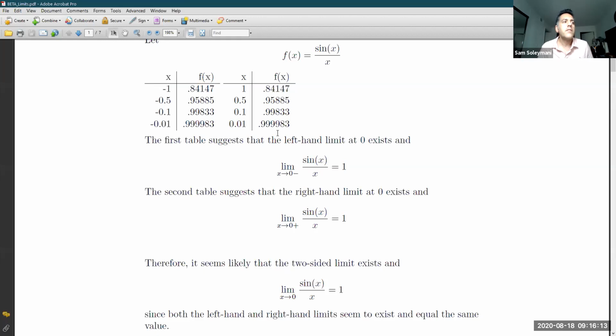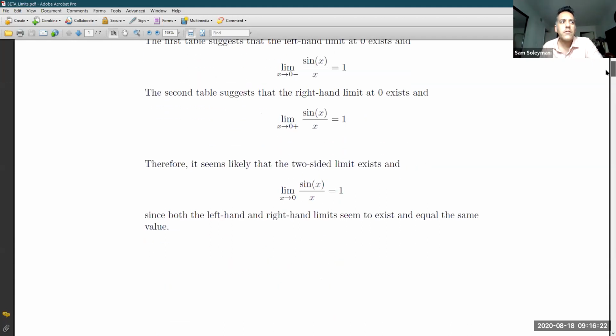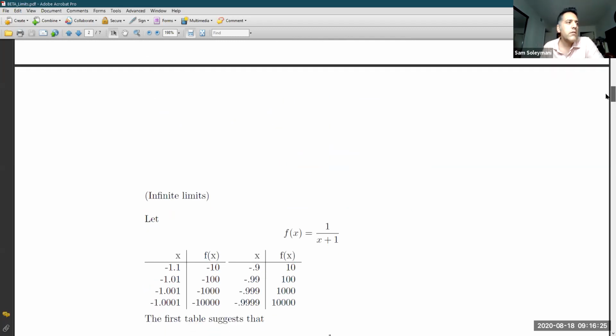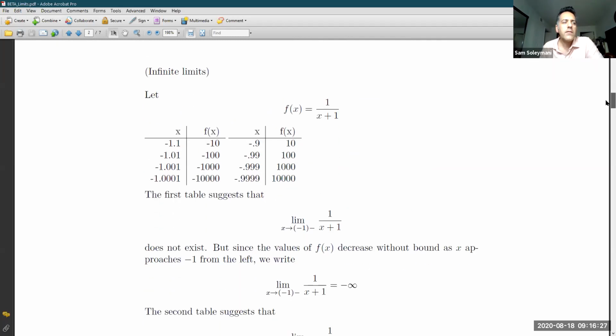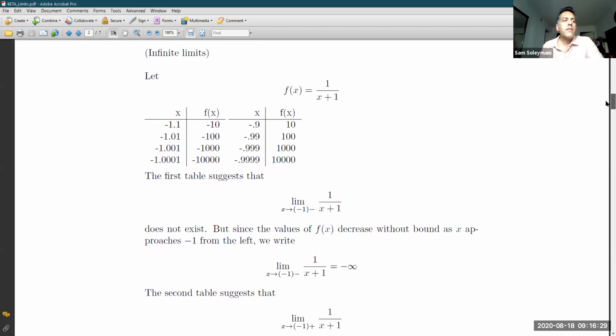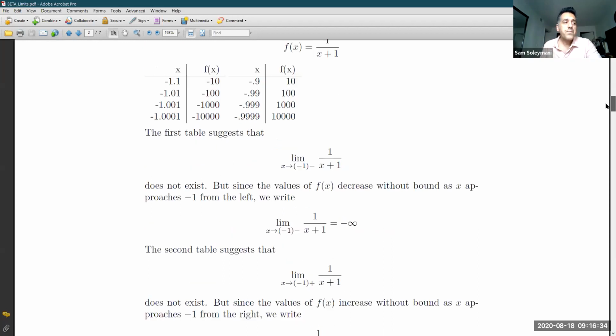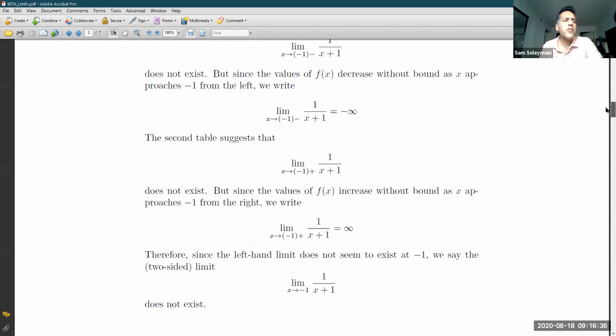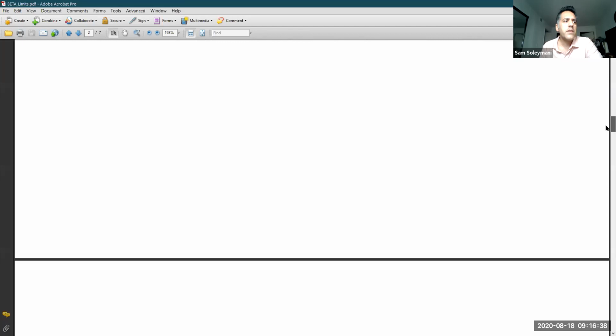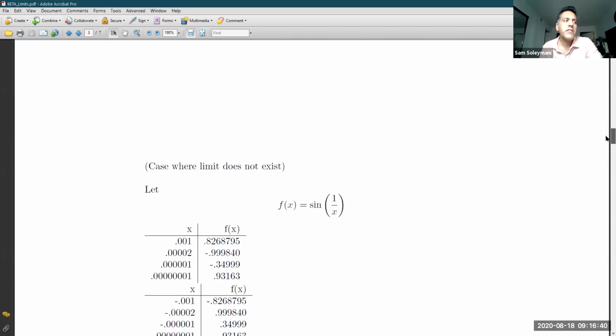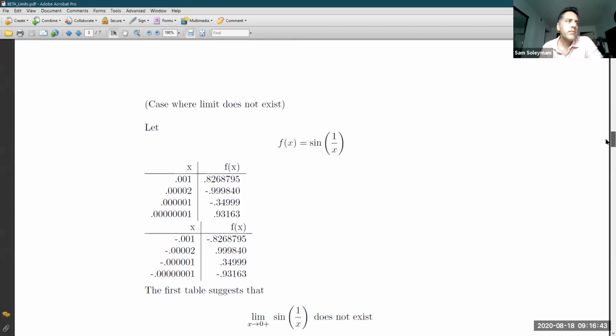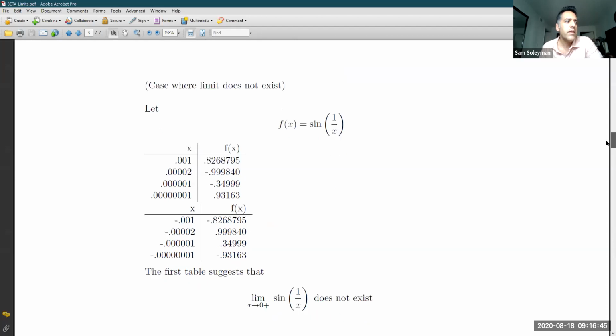That is the investigation. So since from both sides the limit is going to 1, then the limit at 0 should also be 1. You know, when you take calculus, then you start by investigating limits numerically. Okay, so there are a bunch of examples here that I'm not interested actually in going over, really.